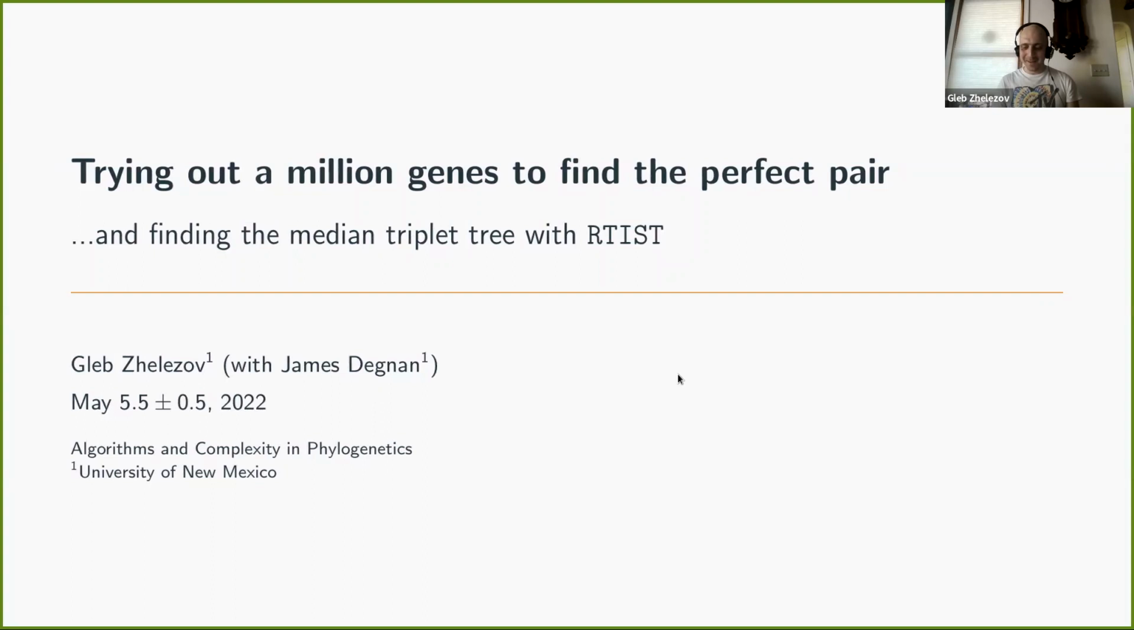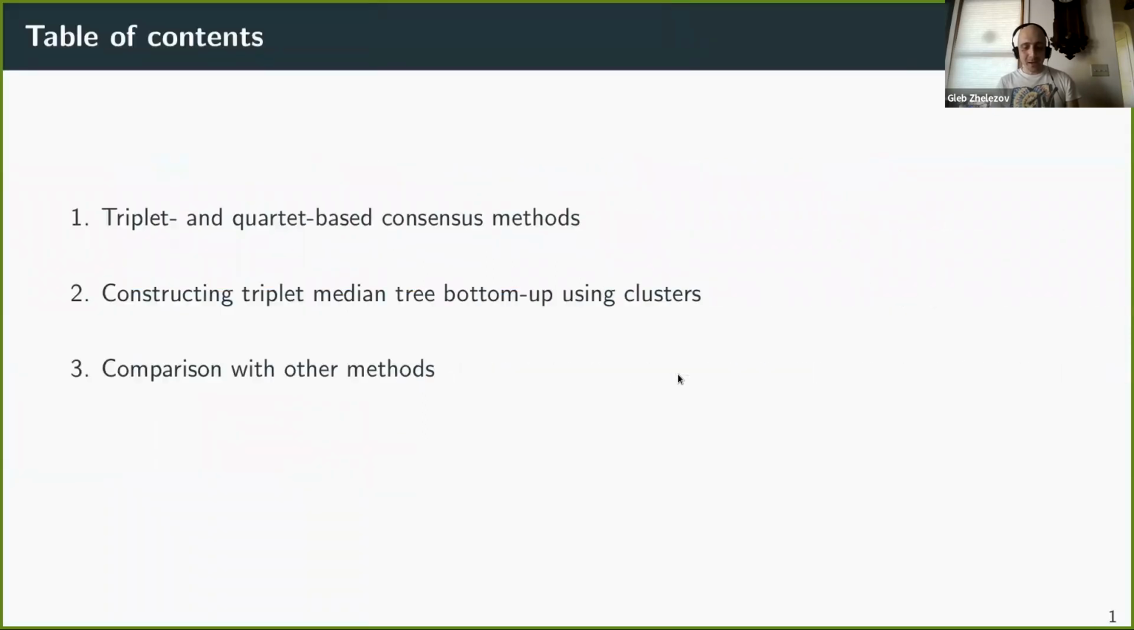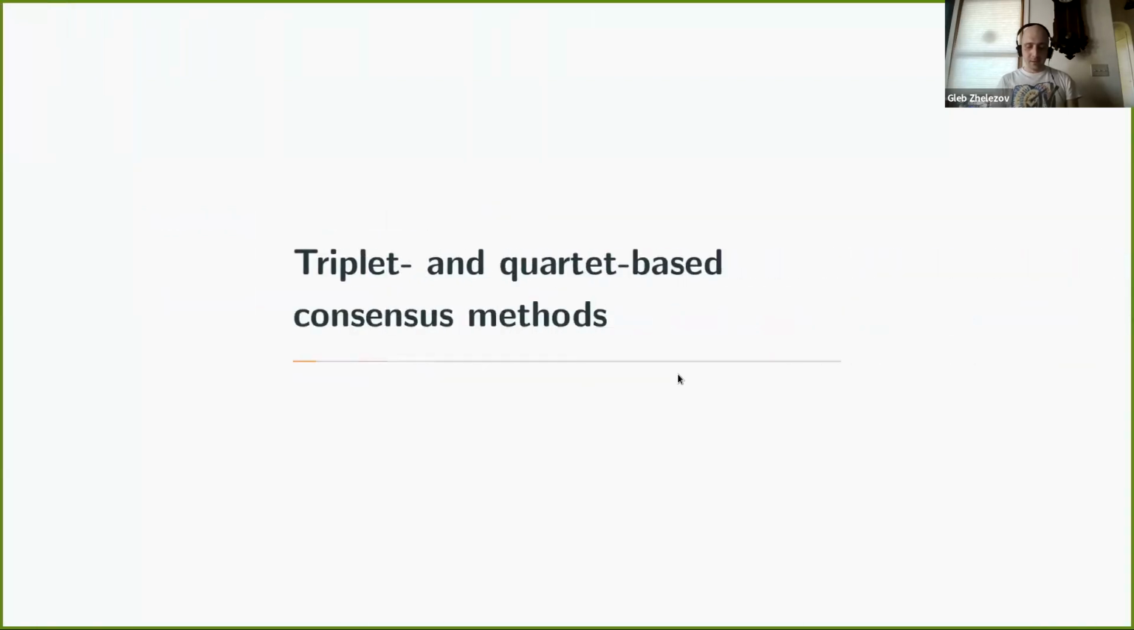Anyway, let's begin. So I'll give a quick overview of triplet and quartet-based consensus methods. So particularly Astral is the big one. Then I'll give a construction for the triplet median tree bottom up using a little bit of clustering, which saves some time. And then I'll compare the result with what exists currently. And so this is how it works.